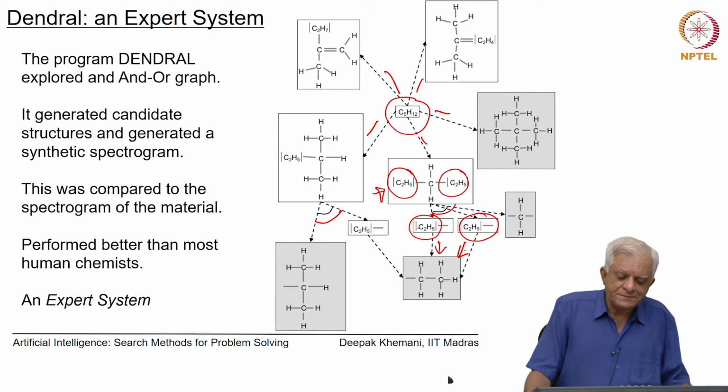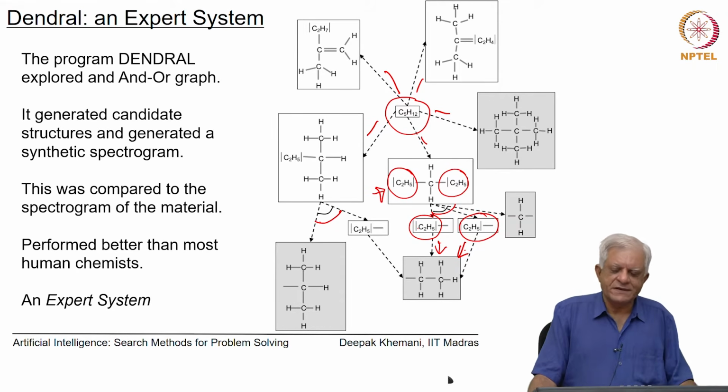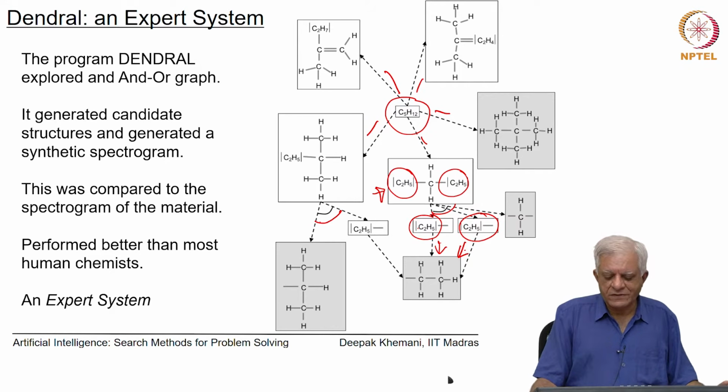Okay, welcome back. So, we are looking at this approach to problem solving, which is based on decomposing the problem into smaller problems. And we saw that this process of decomposition can be captured in an abstract manner in the form of AND-OR graphs or AND-OR trees.